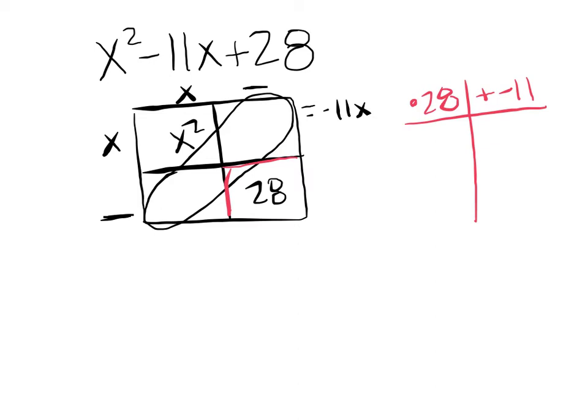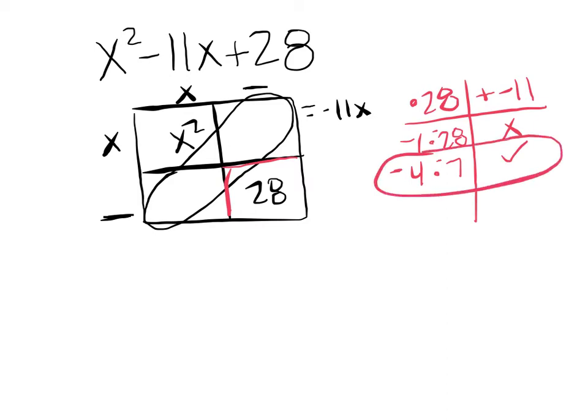So let's just start thinking about 28. Numbers that multiply to be 28. 1 and 28. But they would both need to be negative. Still doesn't work. 4 and 7. But they both need to be negative. Negative 4 plus negative 7, that's negative 11. So I found my solution.